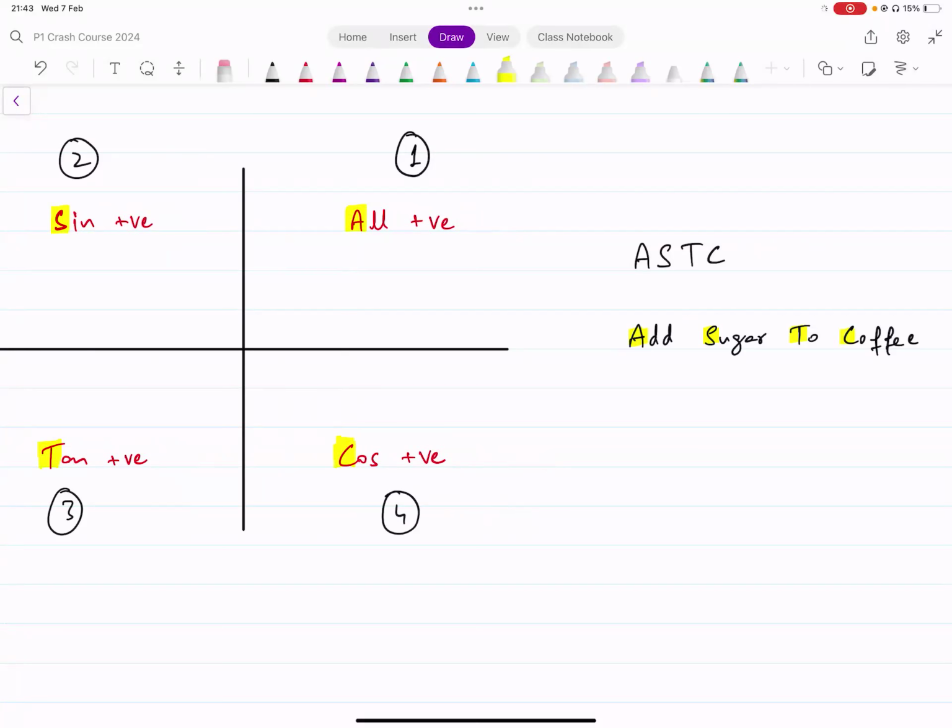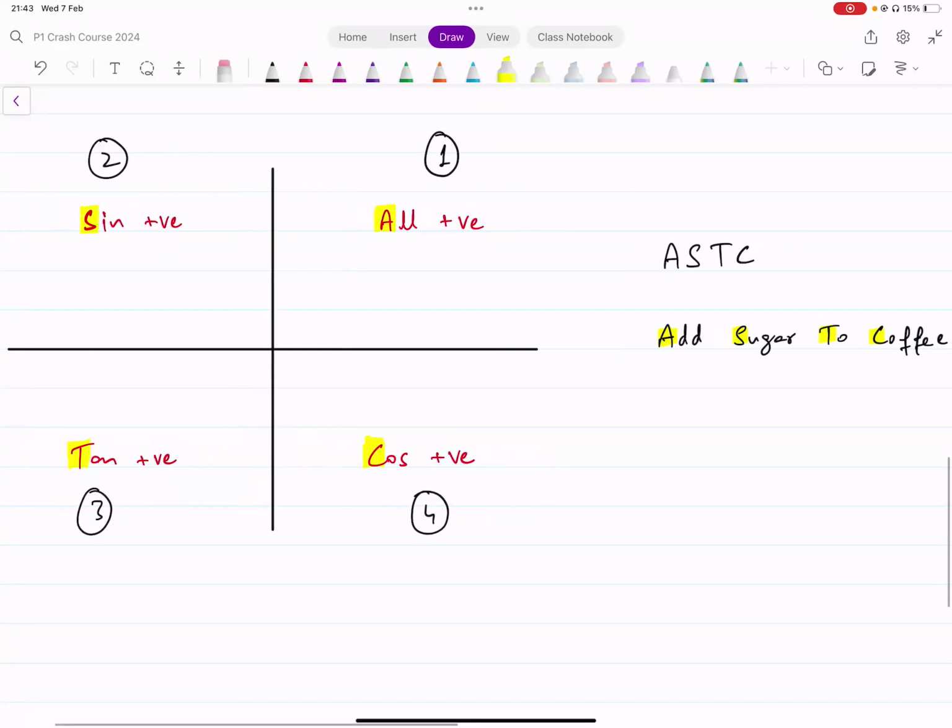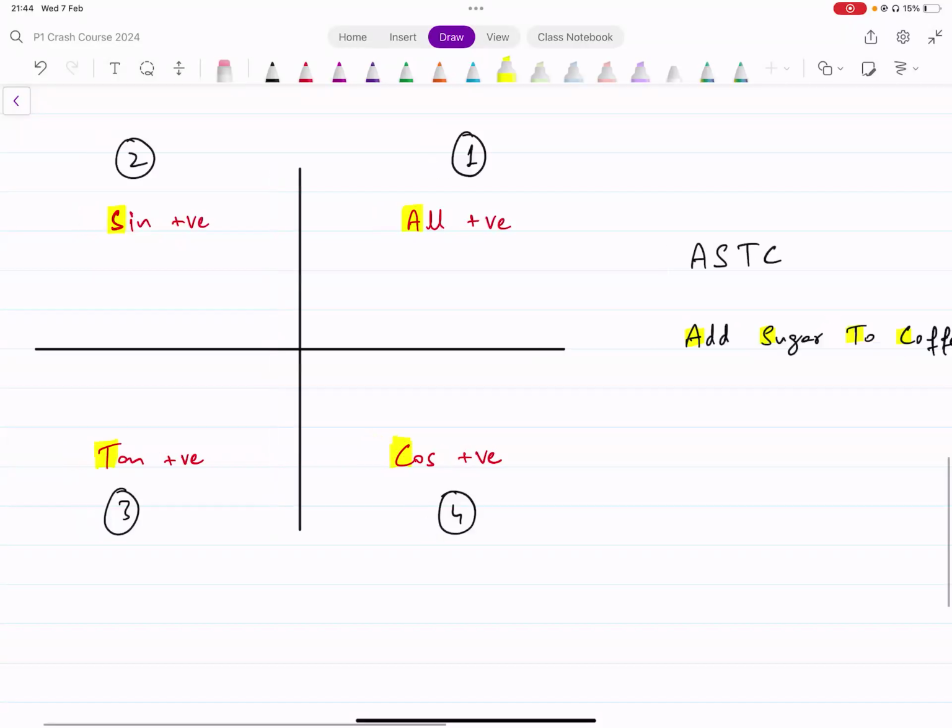So all that means is in the first quadrant, all ratios are positive. In the second quadrant, sine is positive. In the third quadrant, tan is positive. In the fourth quadrant, cos is positive. You need to remember this now, that in each quadrant, which function is positive. Okay, so this is an important result that we get from this.